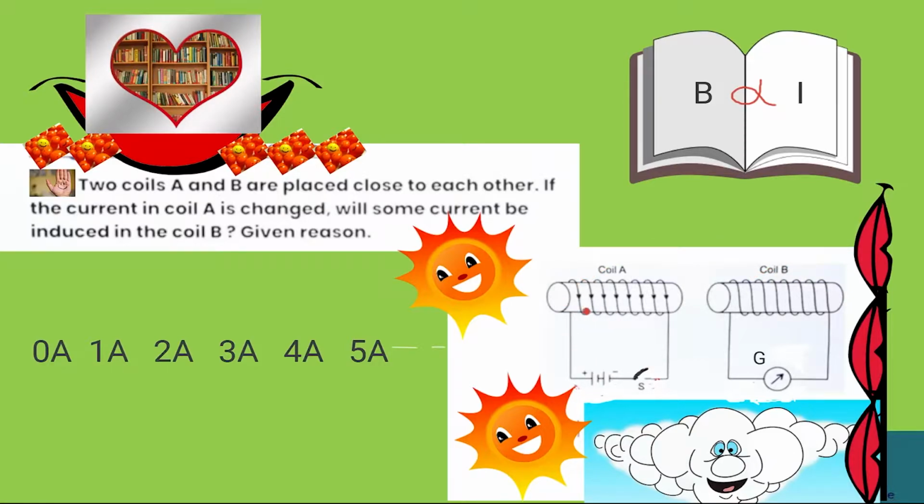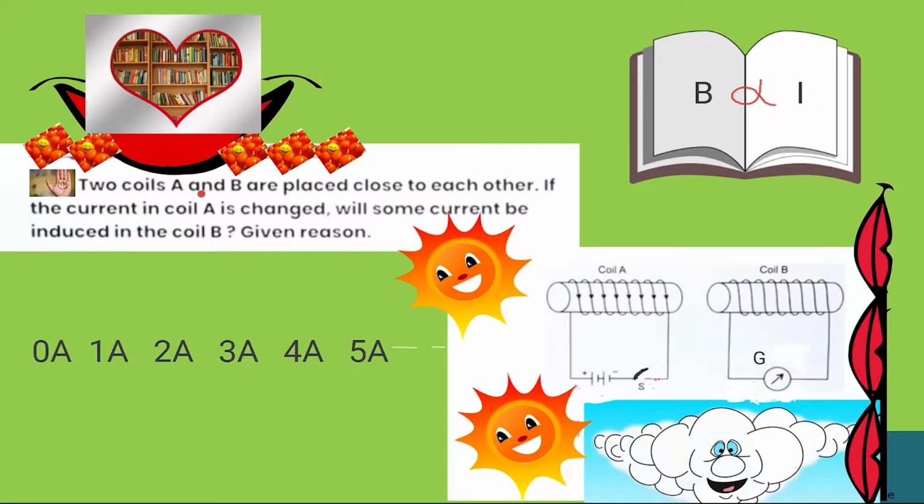Now they are showing that coil A is connected with a battery as well as a small switch. The switch which you are seeing over here, children, is lifted up. That means just now the circuit is incomplete, so no flow of current is there. Coil B is connected with a galvanometer, and you know the meaning of galvanometer, it detects the current.